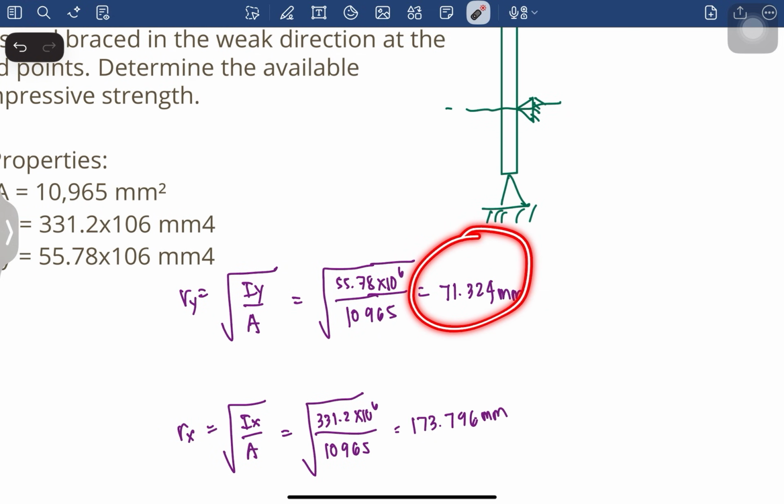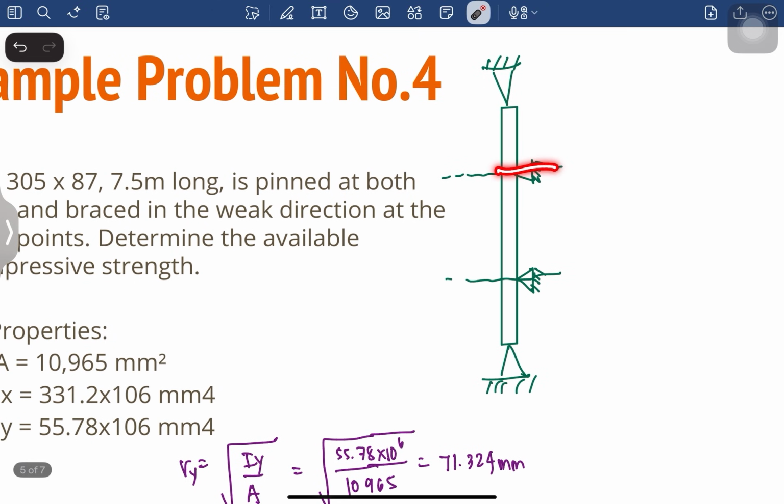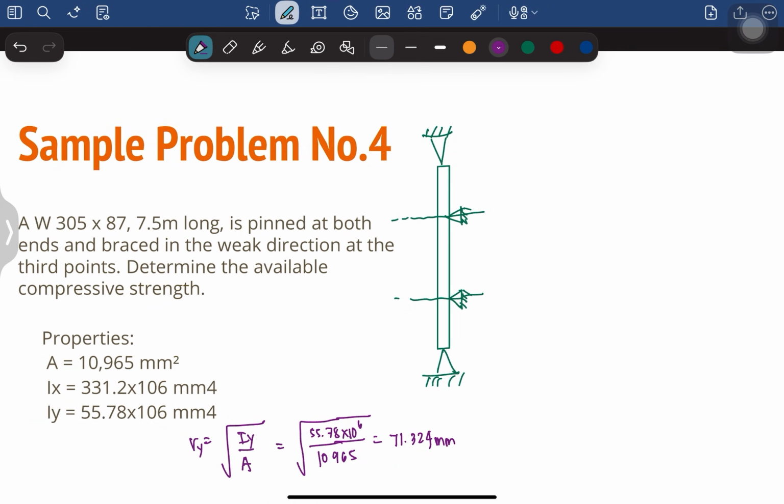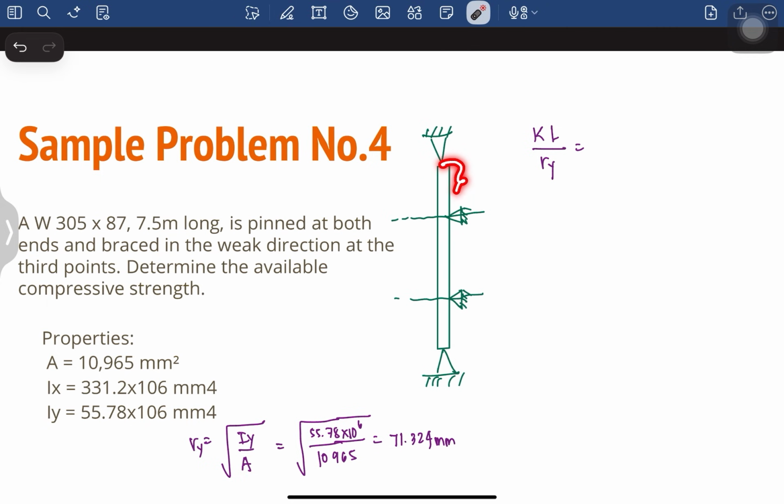Pero dito iba na po yung scenario kasi meron ng bracing. So yung magiging length sa KL, dalawa yung makukompute natin. Yung KL, then ry. So, yung K natin, pagka both pin support, so unahin natin yung sa ry. Yung i-consider nito is itong nasa third points, itong length lang ng weak direction. So, hindi siya yung buo.